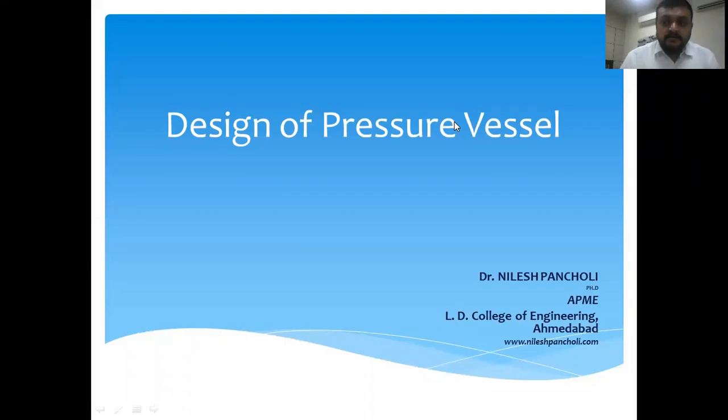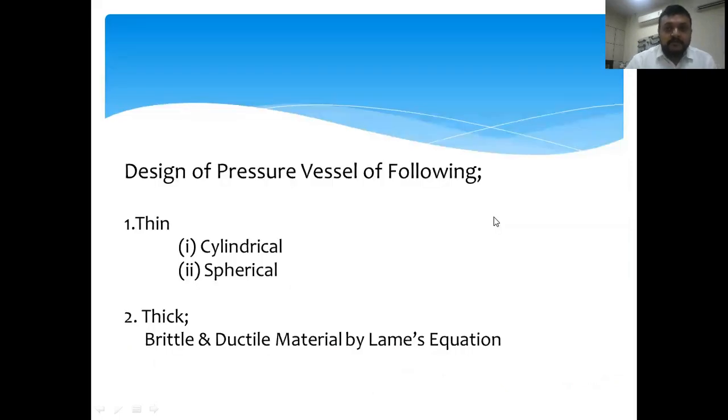So friends, today we are going to discuss the topic of design of pressure vessel. In the design of pressure vessel, first of all, we have to classify the pressure vessel in two ways. One is the thin pressure vessel and another one is the thick pressure vessel. Depending upon the dimensions, thickness and diameter of the pressure vessel, we classify thin and thick pressure vessels, which I will show in the subsequent slide.